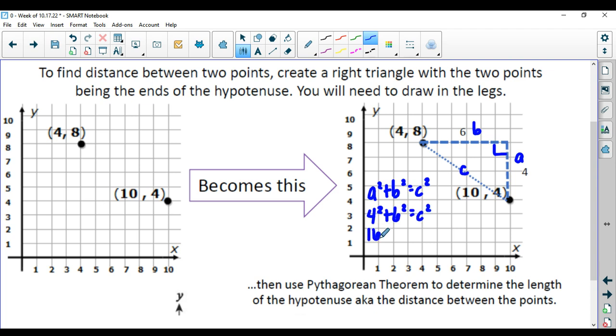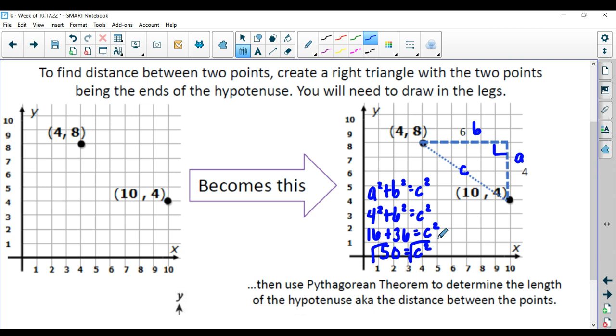So 4 squared is 16. 6 squared is 36 is equal to C squared. Adding these two together, I get 50 is equal to C squared. My final step here is to go ahead and actually take the square root of both sides. So take the square root of 50 and take the square root of C squared.